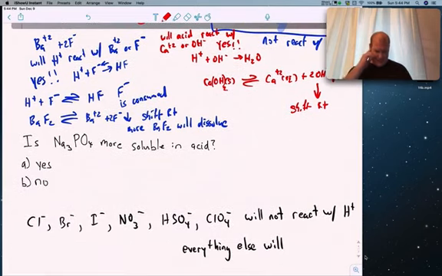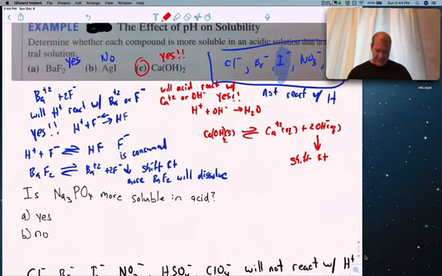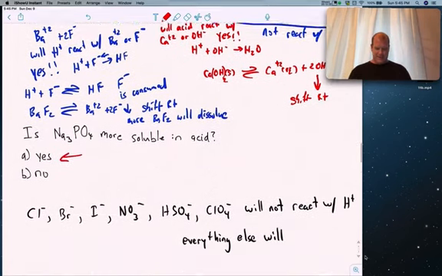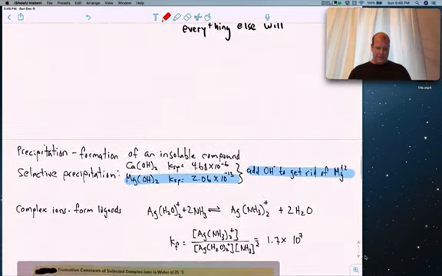So the question of this is, is TSP, trisodium phosphate, more soluble in acid? So is PO4 minus 3 one of those in the box? The answer is no, it's not. So that means it will react in acid. So that means that this is more soluble in acid.